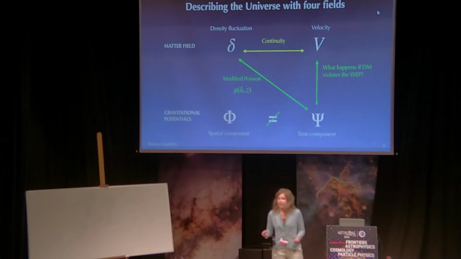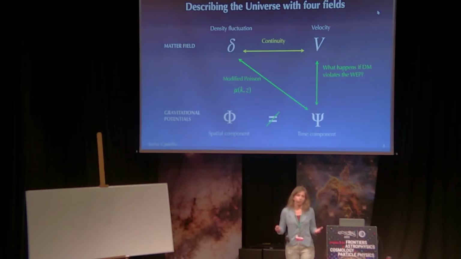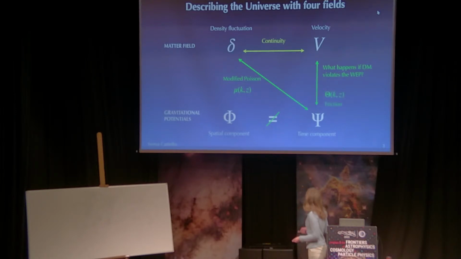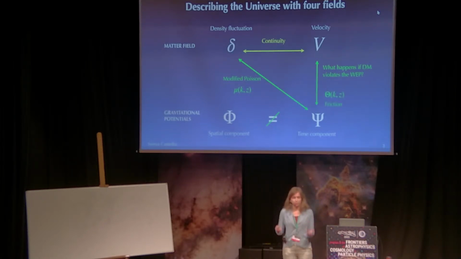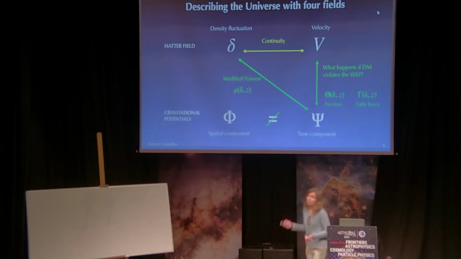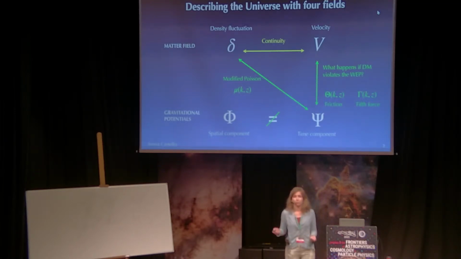So in our study, we raise the legitimate question of what happens if dark matter breaks the weak equivalence principle. And again, we consider very general modifications, which we parameterize in terms of 2 modifications. So we have a parameter theta that encodes friction acting on dark matter. And then we have a parameter gamma, which parameterizes a 5th force. So how do we constrain these parameters with observations?